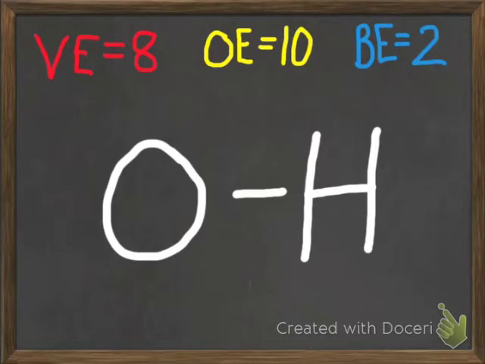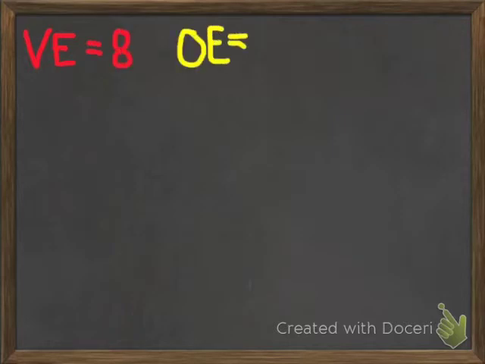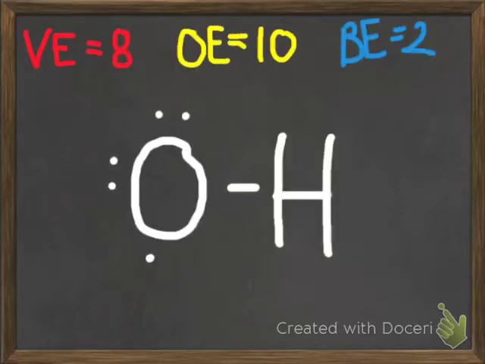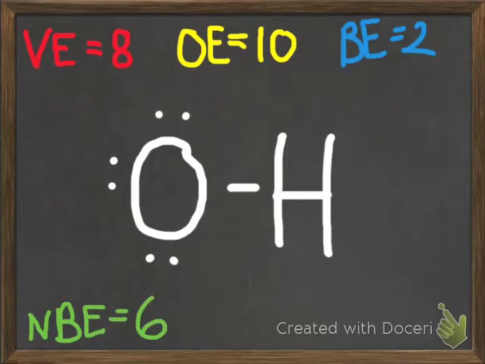Now we need to find our non-bonding electrons. For non-bonding electrons, we take our valence electrons and subtract our bonding electrons. So that's 8 minus 2, which gives us 6 non-bonding electrons. And we put those around the oxygen.